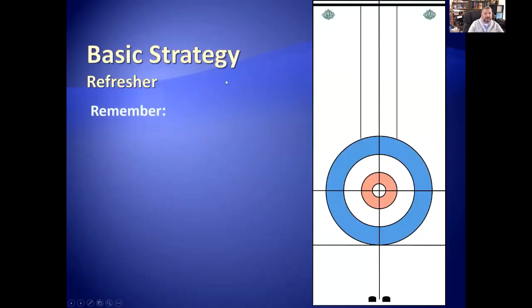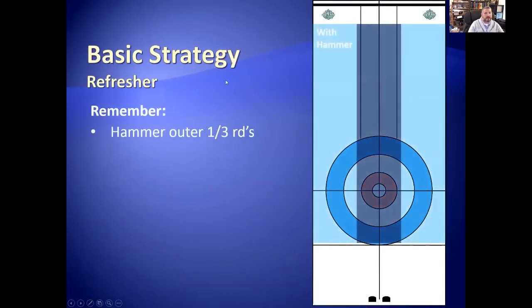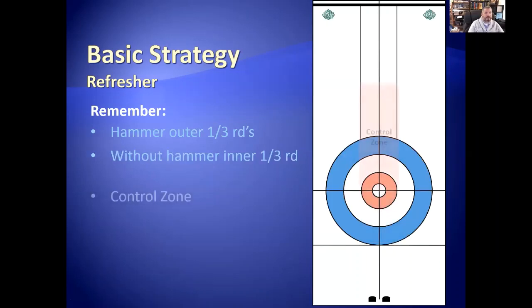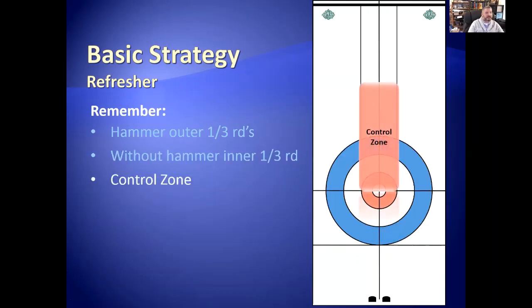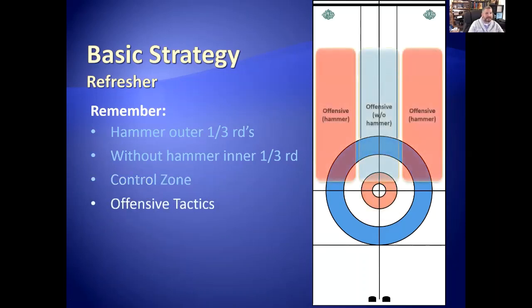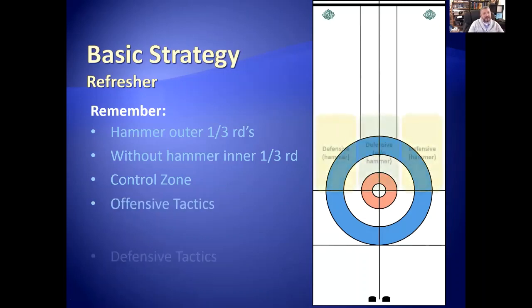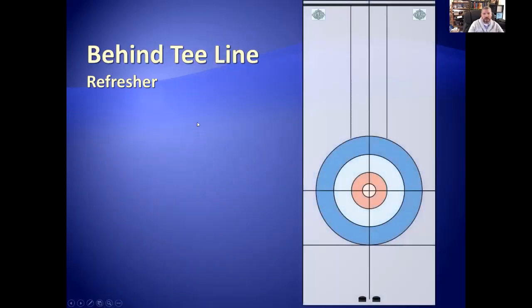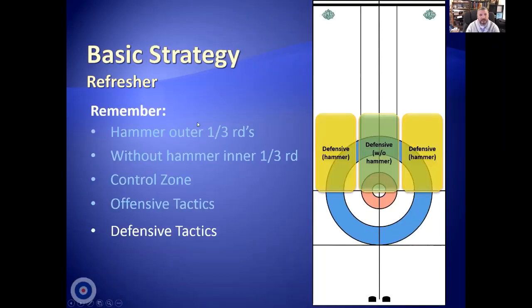Okay, so remember, when you have the hammer, you're playing to the outer thirds. When you do not have the hammer, you're playing to the inner third. The control zone is from the tee line forward to about a 2 guard in the center between the 4-foot strings. Offensive tactics, we tend to be higher up on the sheet. Defensive tactics, we tend to be lower down in the sheet, closer to the house or in the house. Okay, before we move on, any questions about that?